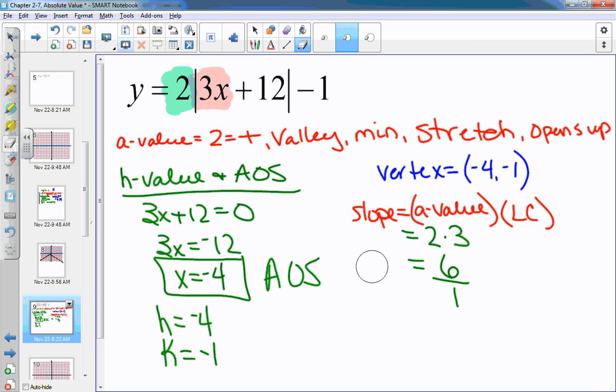Why are we making that a fraction? Because this represents my slope, correct? So you tell me, if that's my slope and I want it to be a valley, what do I need to do? I need to go up 6 units and left and right 1 unit. Do we understand that? So go to your graph paper, please.